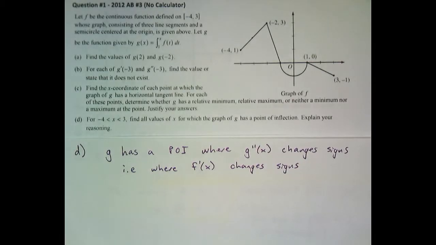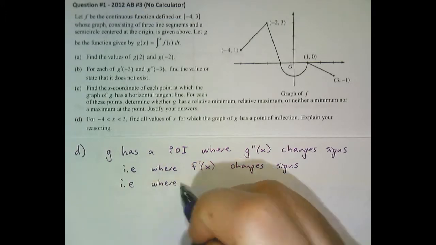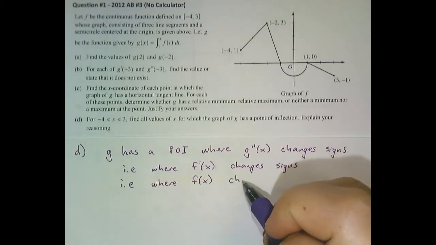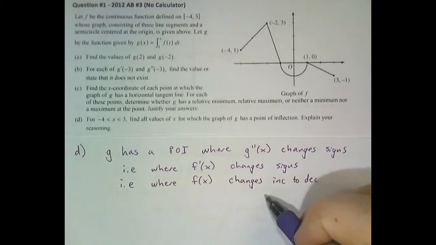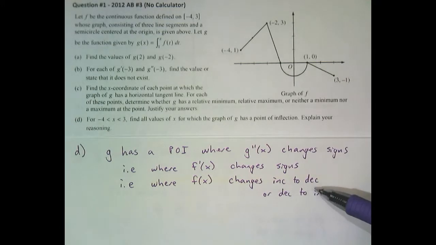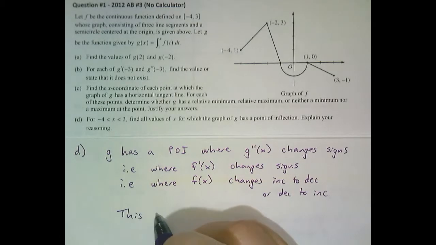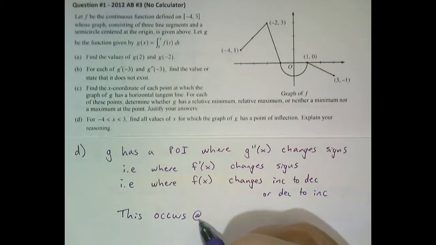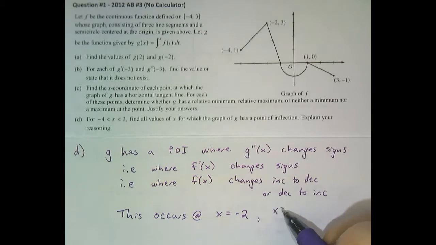Or to put it another way, since we have the graph of f, where f of x changes from increasing to decreasing or decreasing to increasing. So we're looking for essentially local maxes and mins for the graph of f. This occurs at x equals -2 and x equals 0 and x equals 1.